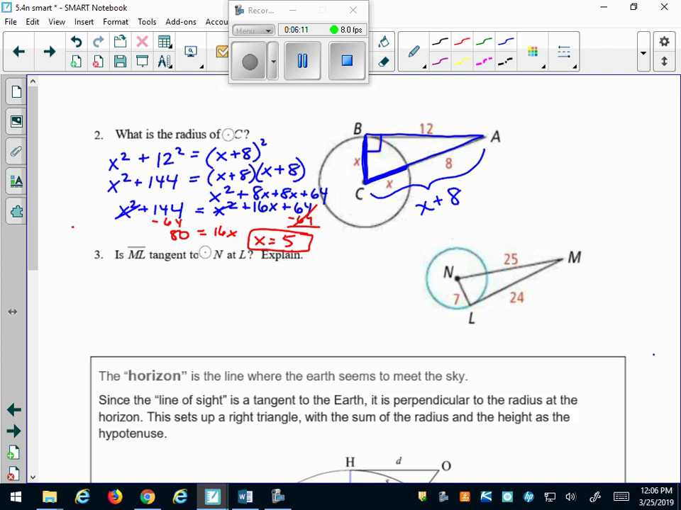And then, of course, you got to remember to FOIL. That's the big thing here. People often forget to do that. Okay, in number 3, it's asking us this question now. Is ML tangent? Well, how can we use that theorem to determine if ML is tangent?